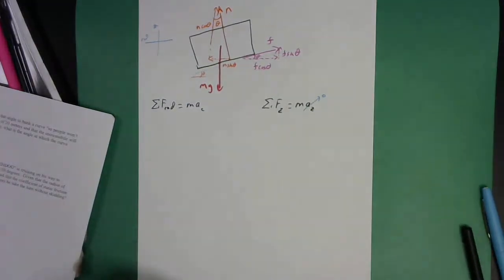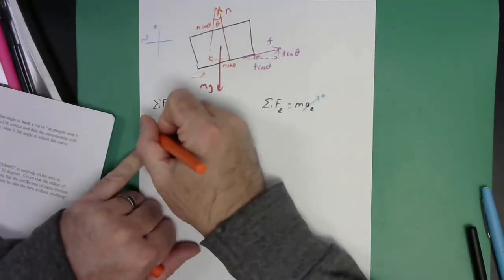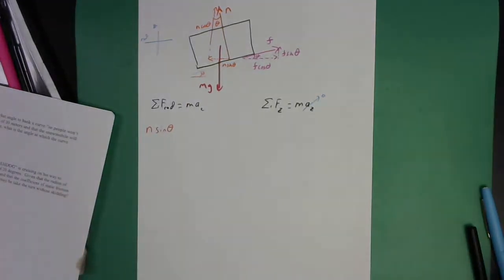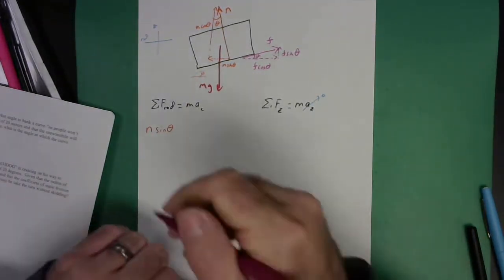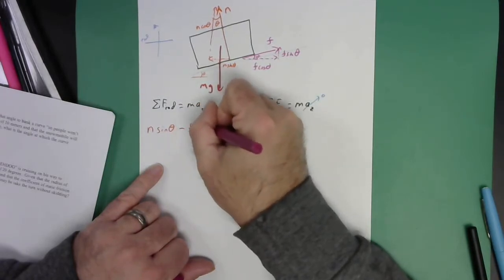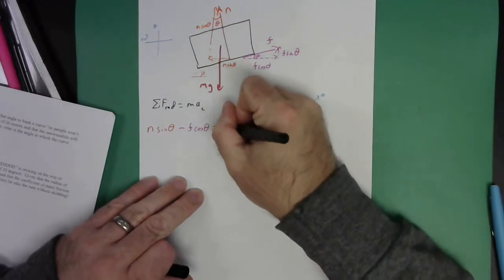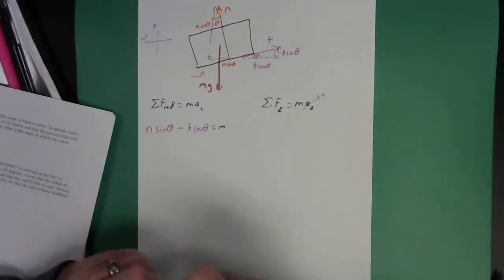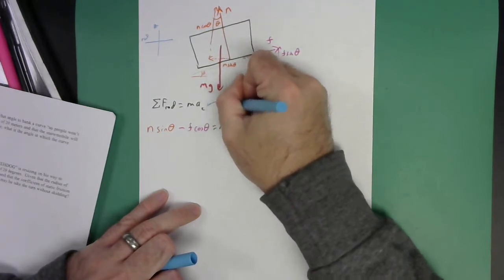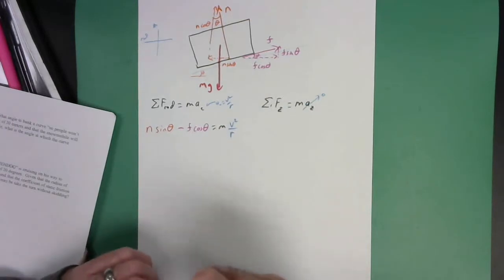Continuing on, in the radial, forces in minus forces out, we're going to have N sine theta minus that friction force cosine theta, right? Equals m. And I'm just going to right away substitute in that centripetal acceleration is speed squared over the radius.